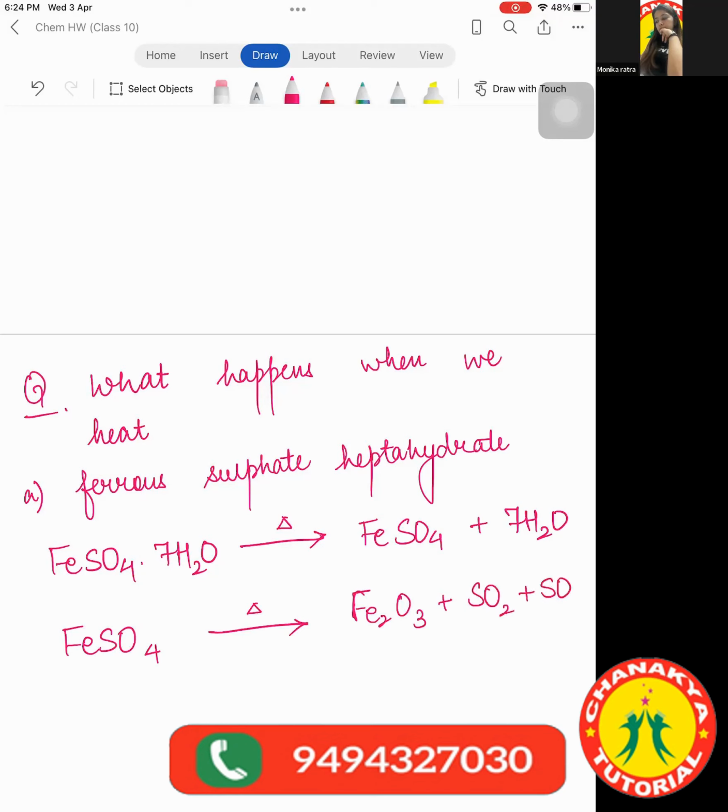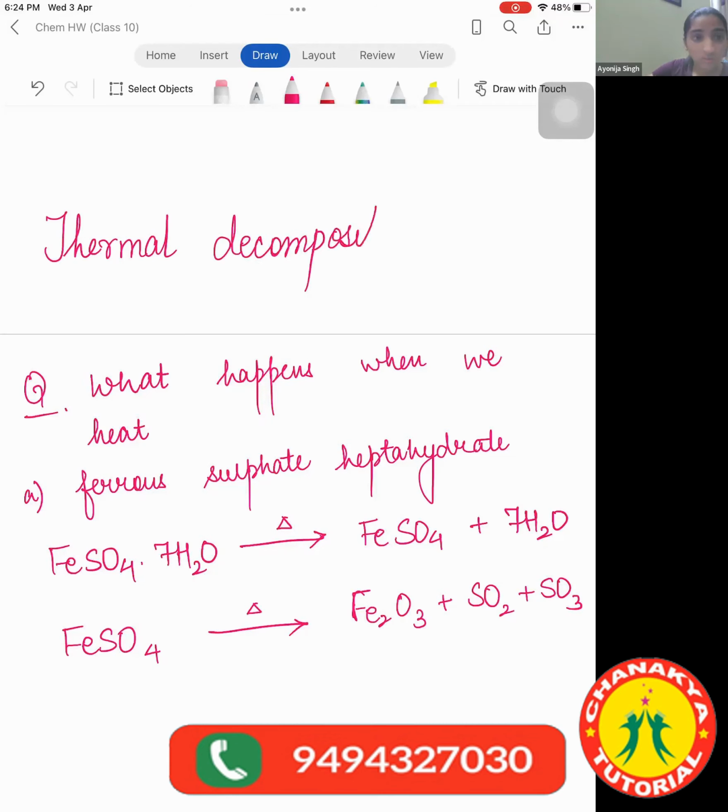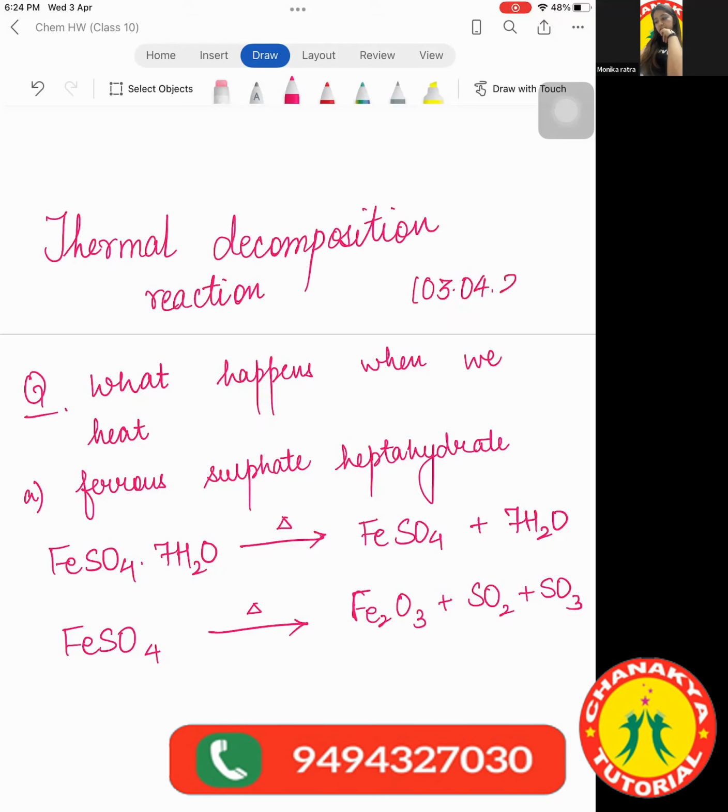Now, Anija, you tell me, what is the indication of this reaction? Ma'am, ferrous oxide is formed. That's fine, but how do you know that? What is the color of this ferrous oxide? Ma'am, reddish brown. Yes, it is reddish brown.